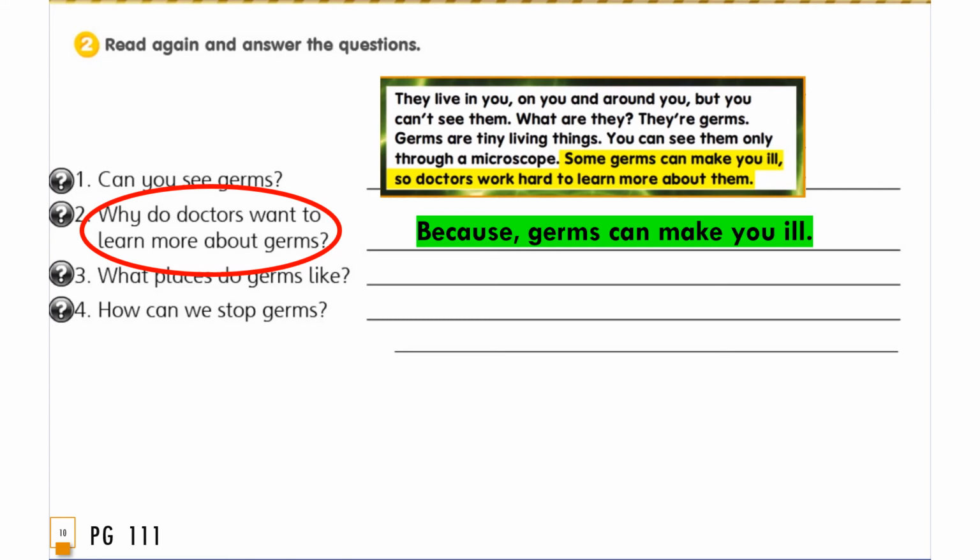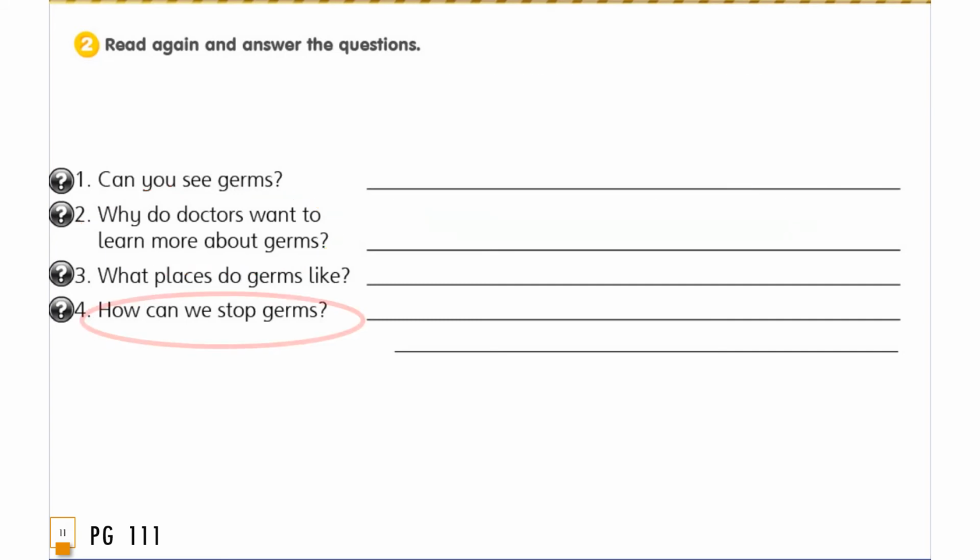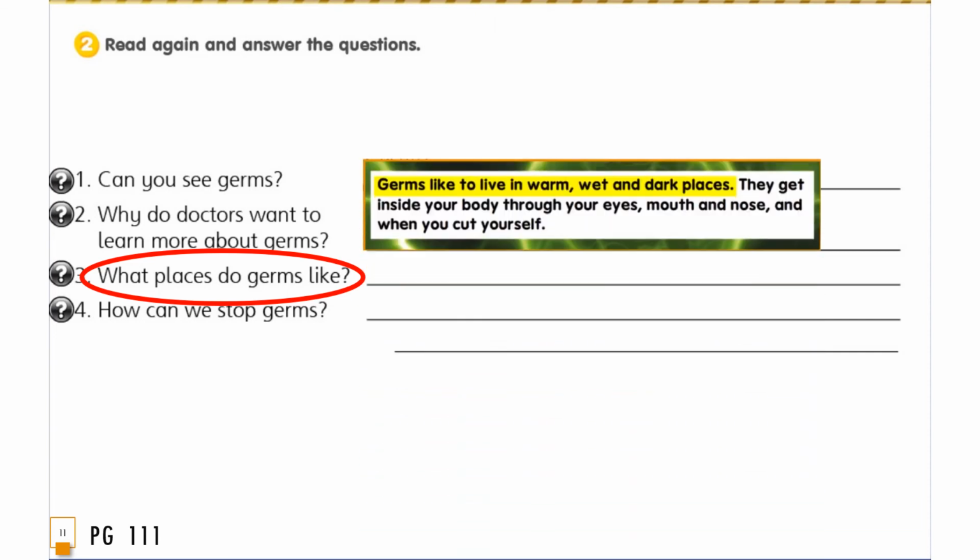Okay, so number 3, what places do germs like? Germs like to live in warm, wet, and dark places. So your answer should be something like germs like warm, wet, and dark places. Like what I said just now, like your body.